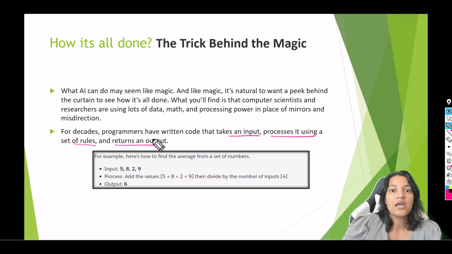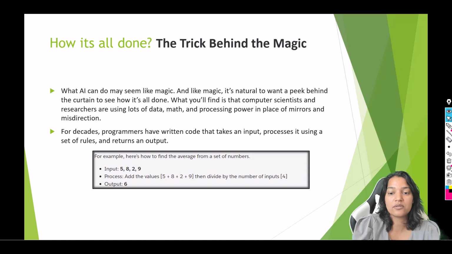For example, if I have to calculate the average of given numbers, I need to first add those numbers and then divide by the total count of numbers. If there are 4 numbers, I'll divide by 4. If there are 3 numbers, I'll divide by 3, right? Those instructions, how to calculate an average, you write in a particular language, and then you feed an input, and the input acts on those instructions and generates an output, right? Those instructions are also called algorithms, correct?